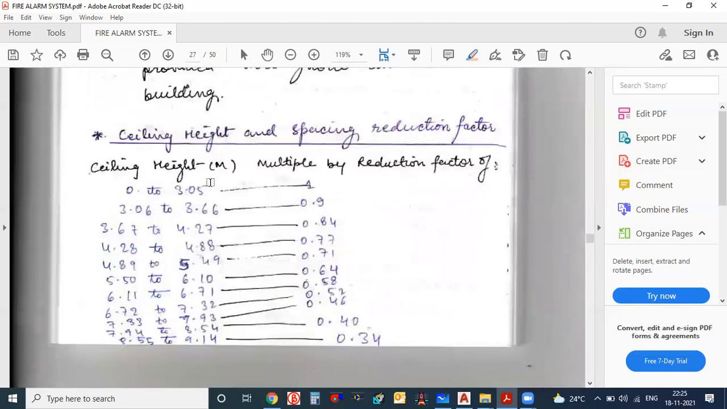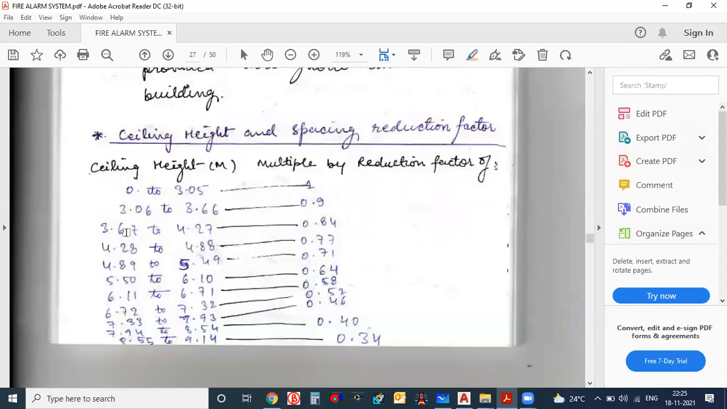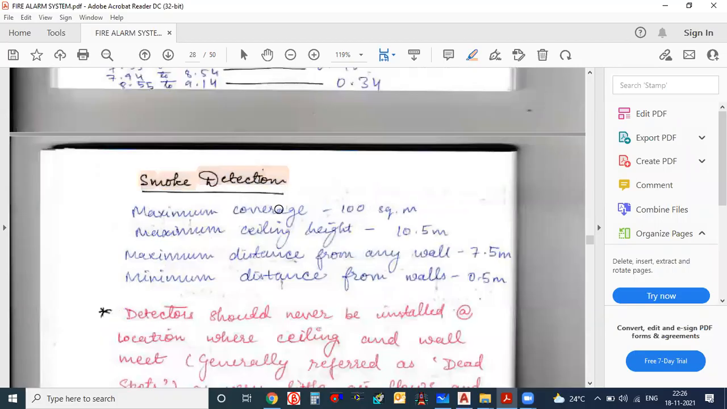So this is just ceiling heights and the spacing reduction factor. Ceiling height multiplied by reduction factor. If this is the ceiling height, you have to multiply with a reduction factor for the spacing and positioning of the smoke detector. And this particular point is given as the maximum coverage for smoke detectors. In general, the maximum coverage of a smoke detector is 100 square meters, maximum ceiling height is 10.5, maximum distance from any wall is 7.5, and minimum distance from a wall is 0.5 meter.